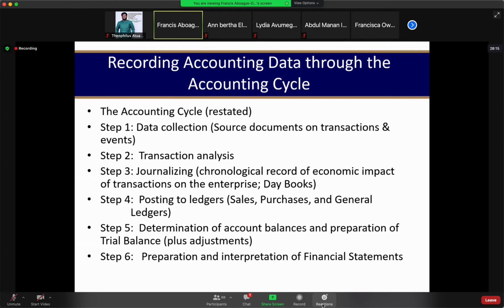Now, so what we're suggesting here is that anytime we issue a check, we will credit the bank account. Anytime we receive a check, we will debit the bank account. Anytime we receive cash, we will debit the cash account or the cash column of the cash book. And anytime we give out cash, we will credit the cash column of the cash book. Is that okay?